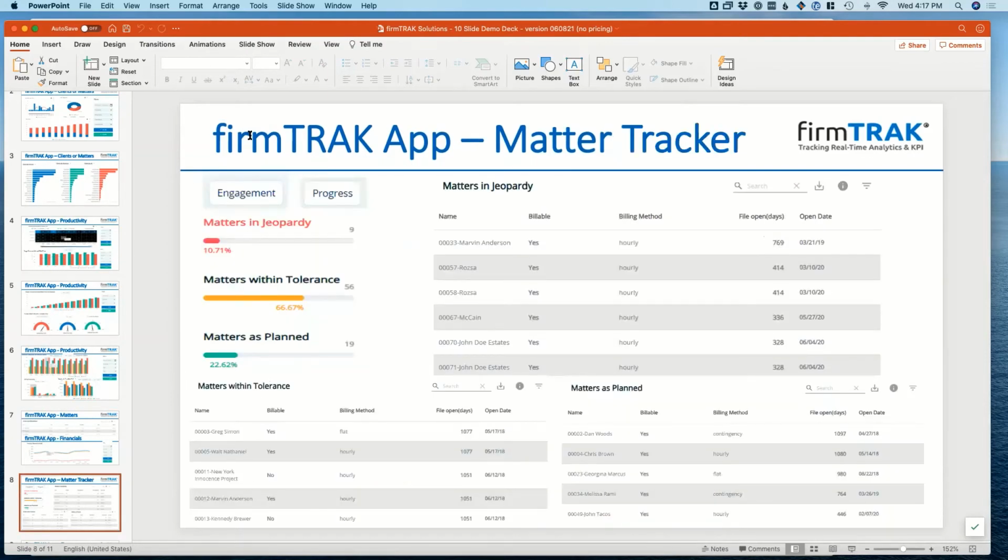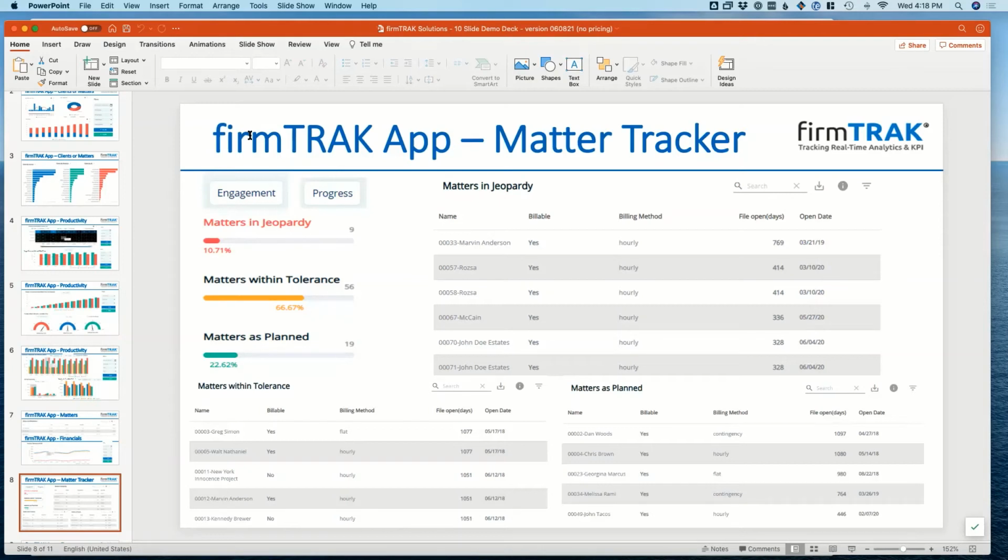Jumping now to firmTRAK Matter Tracker. Matter Tracker was a creation that was out of necessity once my law firm went to a paperless file system. So we all have the history of knowing that at some point matters and files were kept in paper, and paper would also be sitting around on our desk, which would give us some sort of a memory or a push to try to do work on a certain file. There always are certain matters that we don't like to work on.